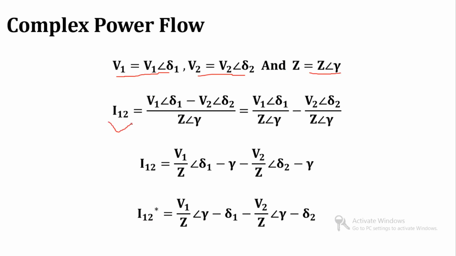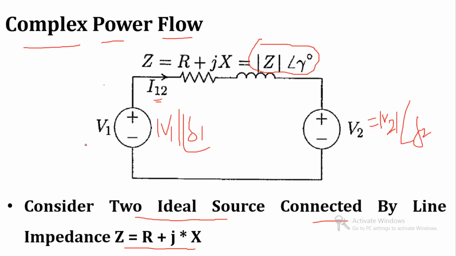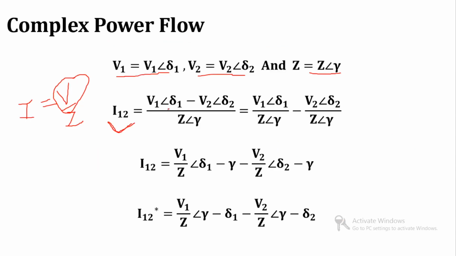So now we are able to find out the current which flows in the transmission line. We know that current is given by voltage divided by impedance Z. This voltage is nothing but the potential difference between two nodes. Here consider the first node at V1, second node at V2. So that potential difference will be given by V1 minus V2. So here we can write V1 at an angle delta 1 minus V2 at an angle delta 2.